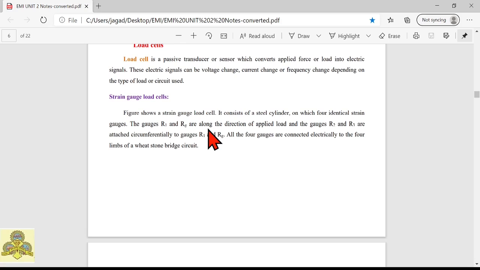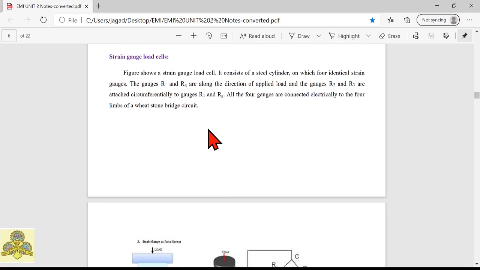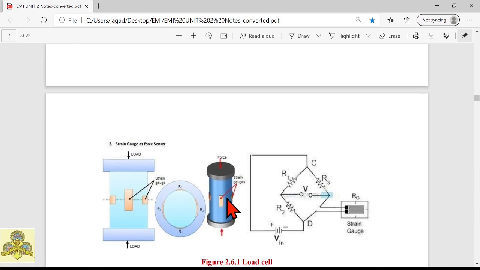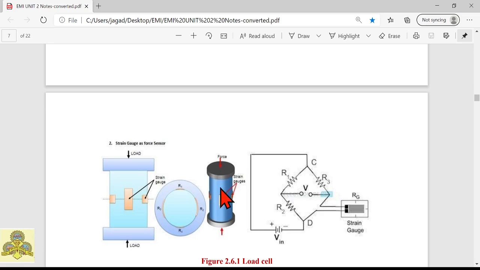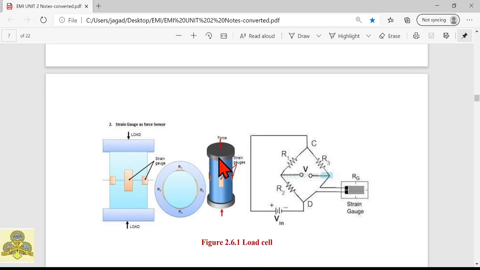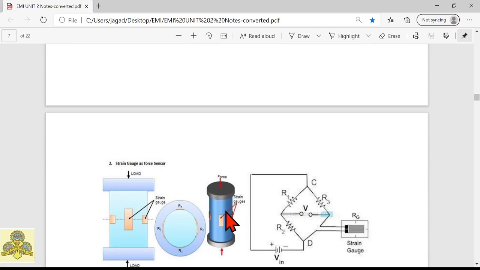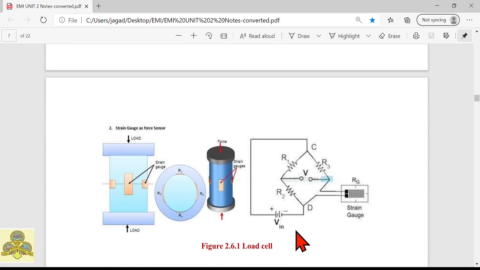Fine. In the load cell, the first one we have is the strain gauge load cell. The strain gauge load cell looks like this. This is the side view, this is the top view, and this is the actual 3D model of a strain gauge load cell. This is the circuit used. The circuit looks like a Wheatstone bridge, isn't it? So here the strain gauge arms are connected to these four.